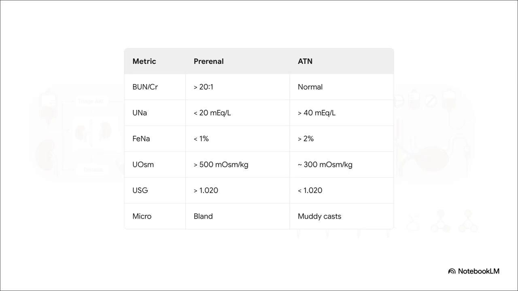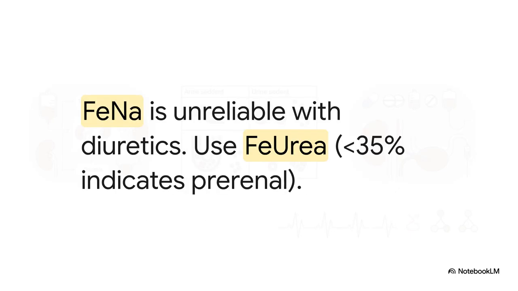And watch out for this classic exam trap: an ischemic story can still result in ATN because prolonged prerenal injury eventually causes tubular necrosis. You also need to keep the diuretic caveat in mind. If your patient is on a loop or thiazide diuretic, the FeNA becomes unreliable because it'll be artificially elevated. When that happens, look at the fractional excretion of urea instead. A FeUrea below 35% is what you need to identify prerenal physiology in these patients.